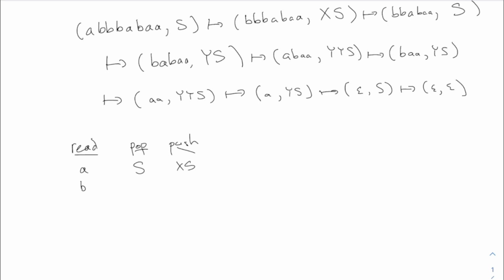Okay, and then there's a similar thing. If you read a B at the very beginning, which didn't happen, actually, it happened right here. There was an S on the stack. It was replaced by YS. All right.